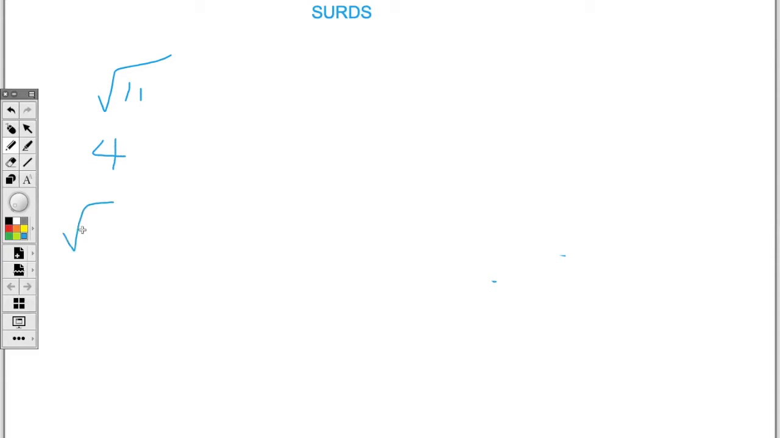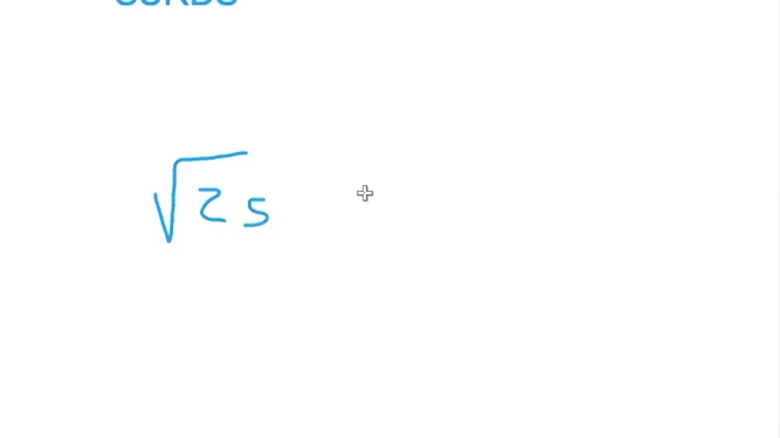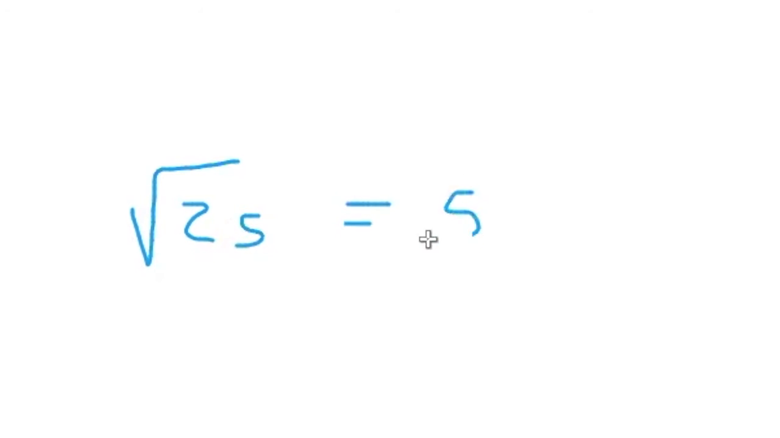The square root of 4 is not a surd. The square root of 9 is not a surd. And the square root of 18 is not a surd. So if I have the square root of 25, that's not a surd because we know the square root is 5.